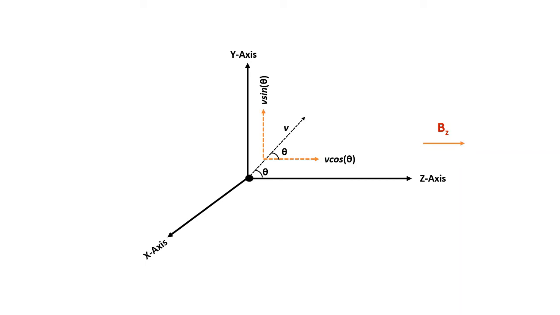Since it is the parallel component, there is no effect of the magnetic field on it. So the v cos theta component tries to pull the charged particle without any deflection. And vice versa, the v sin theta component, which is perpendicular to the magnetic field, tries to rotate the charged particle in such a way that the charged particle follows a circular path.